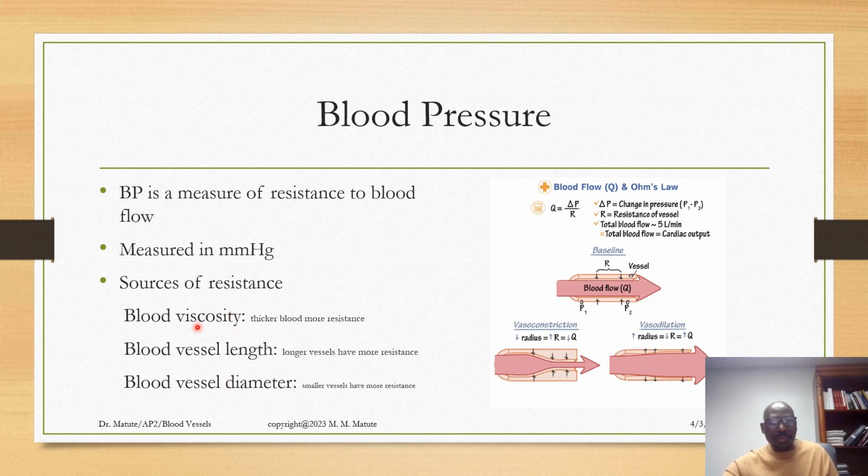resistance to blood flow. If the blood is thicker than normal, it will resist normal flow. If the blood vessel is longer than normal, then there's going to be more resistance. In other words, in persons who are very, very tall, there's more resistance to blood flow in their bodies. And also, the smaller the diameter, the more resistance to blood flow.